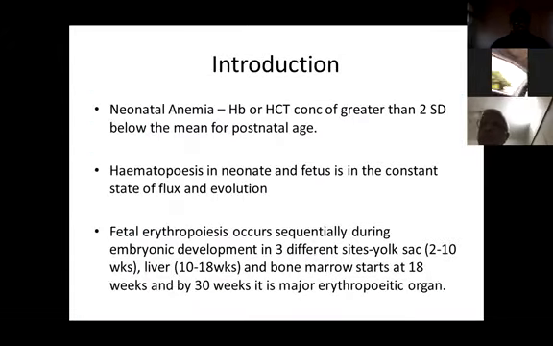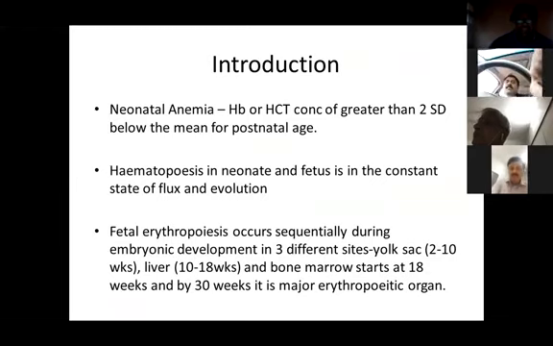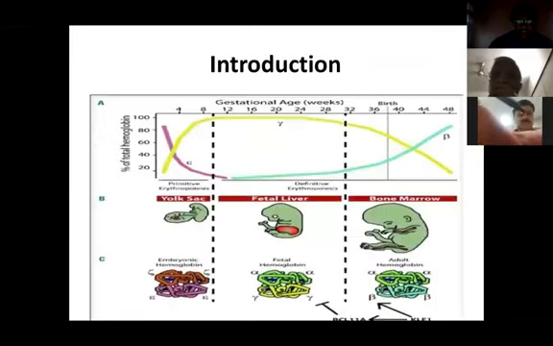So neonatal anemia. What is the definition of neonatal anemia? Hemoglobin or hematocrit concentration of greater than 2 standard deviations below the mean for postnatal age. There is no exact value for that. So the hematocrit is low or hemoglobin is low, below 2 standard deviations. That's what it says. So fetal erythropoiesis, as we all know, you can see the diagram here.